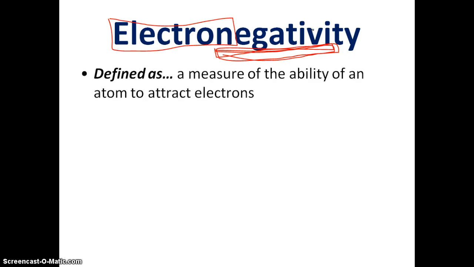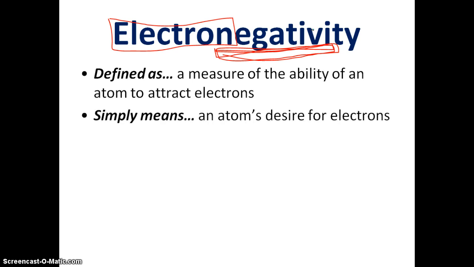All right, the next property is electronegativity. You see a few words in here. The first word you see is electron. The next word you see is negative. So what do we know about the electron and its charge? Well, the electron is negative, so this property is all about the electron. It's the measure of the ability of an atom to attract electrons. So what does that mean? Simply put, it's the atom's desire for electrons.